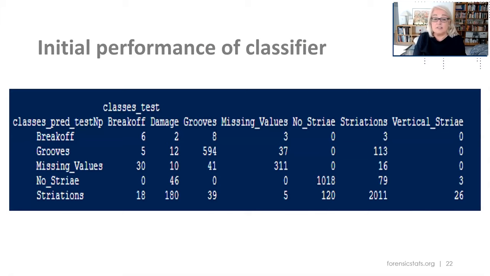For example, it recognizes groups reasonably well. If you add all this up, this is how many groups there were to classify as groups. The algorithm correctly classified the vast majority of the groups as groups. Same with the areas that are not striations, the algorithm correctly classified most of those as non-striations, and so on and so forth. Anything that's off the diagonal is a mistake by the classifier, or perhaps mistakes due to the labeling of the data. Maybe that's where some of these mistakes are occurring. But this is worth pursuing because it looks like Heike's onto something here.